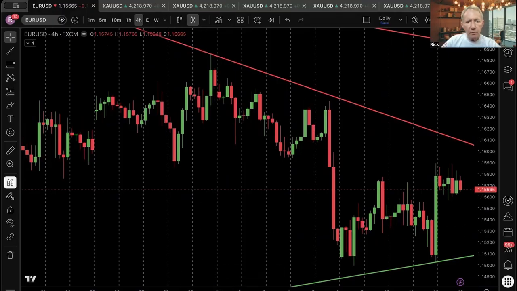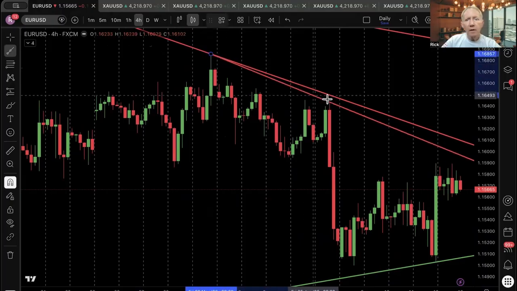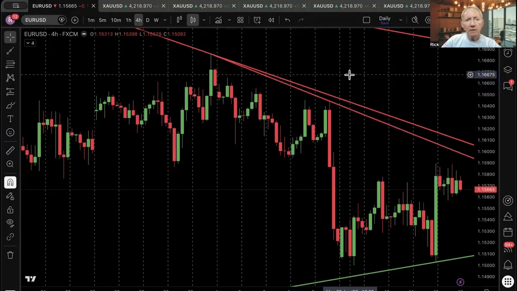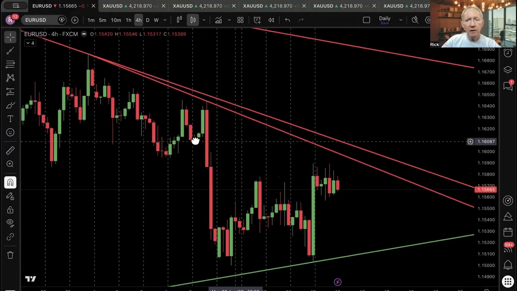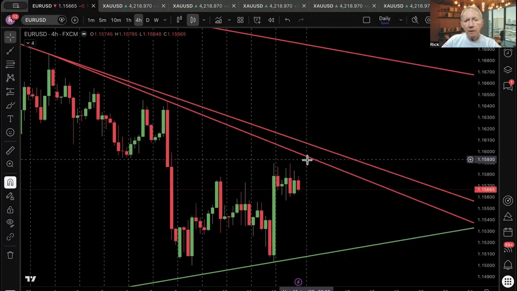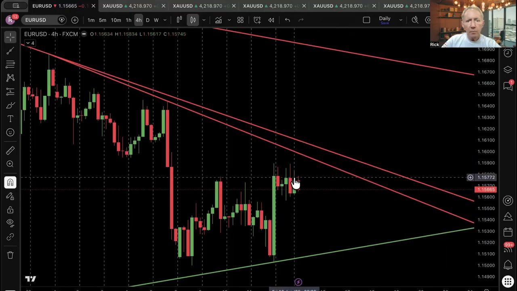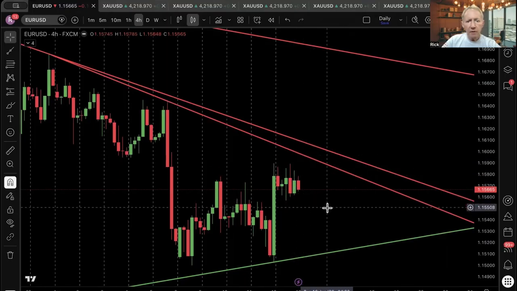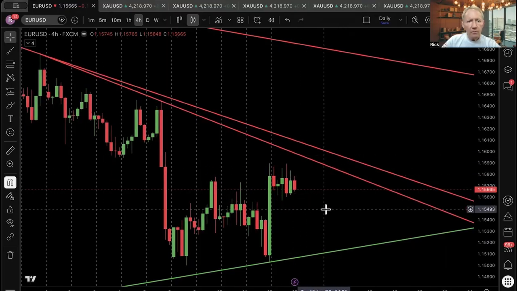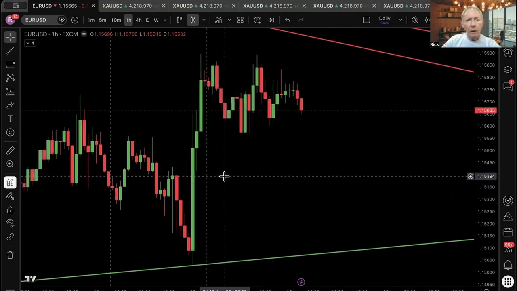So I'll grab my ray tool. And this touch point here. Sometimes they get a little bit close together, but as the price moves out, then you'll find that this might be quite far away, actually down here, or it might get crossed and then become invalid. So that's the 4 hour chart. Now let's go down to the 1 hour chart and see what we've got.